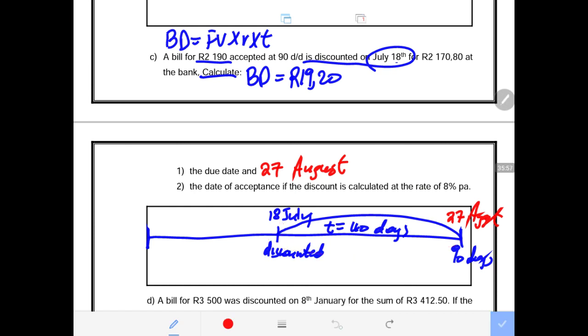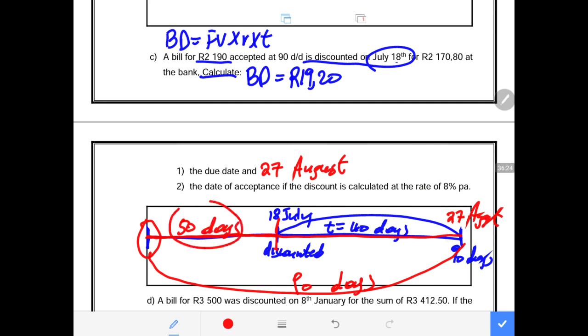Now remember, from the date the bill was accepted up until the due date is a total of 90 days. We need not forget that. So if from the discount date up until the due date it is 40 days, it means from acceptance, or the date the bill was drawn, up until the discount date, it is 50 days.